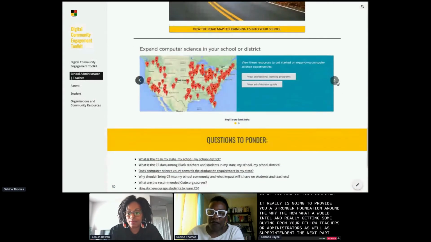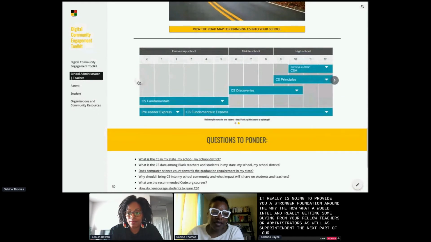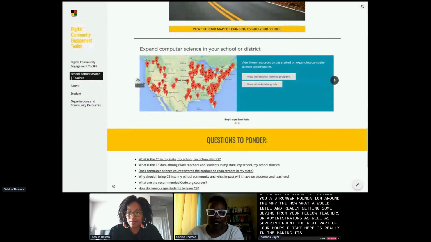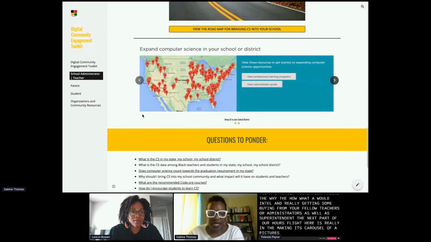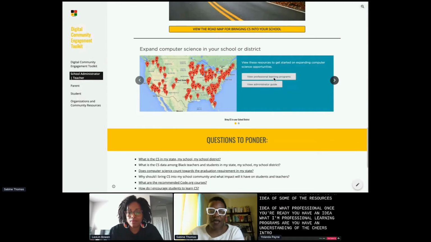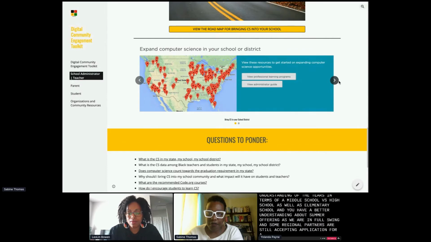The next part of our slide is really in the making. It's a carousel of pictures, and some of the links below give you an idea of some of the resources available on our website. Once you're ready, you have an idea of what our professional learning programs are. You have an understanding of the tiers in terms of middle school versus high school, as well as elementary school. And you have a better understanding of our summer offering, as we are in full swing, and some regional partners are still accepting applications for our summer professional learning programs.